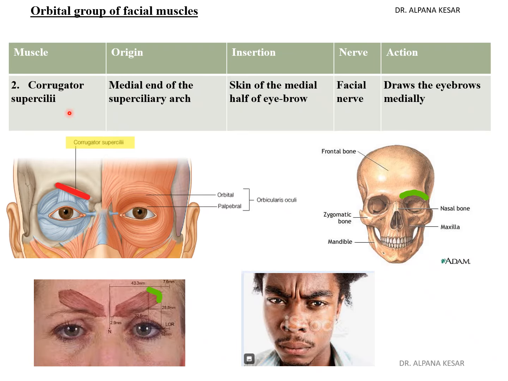Corrugator supercilii. This muscle is corrugator supercilii. Origin of corrugator supercilii is from the medial end of the superciliary arches. Superciliary arches are arched elevations present just superior to the superior orbital margin. After taking origin from the medial end of the superciliary arches, insertion is in the skin of the eyebrows. When the muscle contracts, it draws the skin of the eyebrows medially, thus producing vertical wrinkles on the forehead.